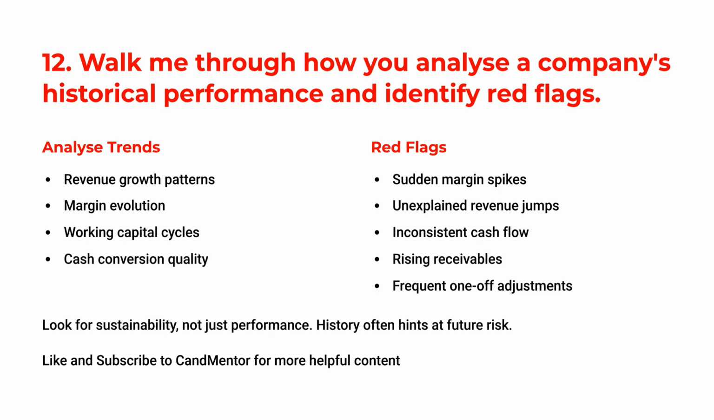Walk me through how you analyze a company's historical performance and identify red flags. Start with revenue growth trends, margin patterns, working capital cycles, and cash conversion. Red flags include sudden margin spikes, unexplained revenue jumps, inconsistent cash flow, rising receivables, or frequent one-off adjustments. Look for sustainability, not just performance. History often hints at future risk.